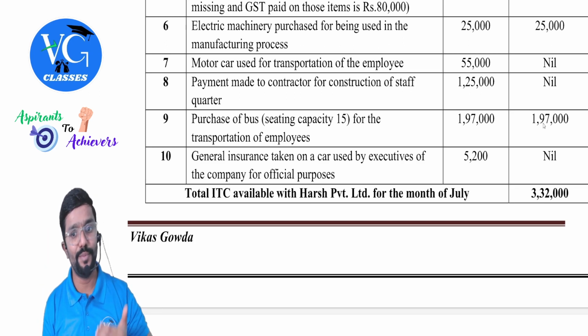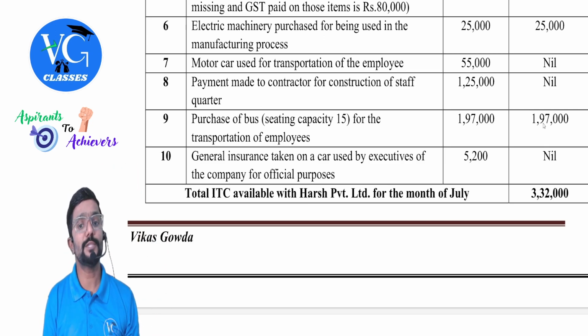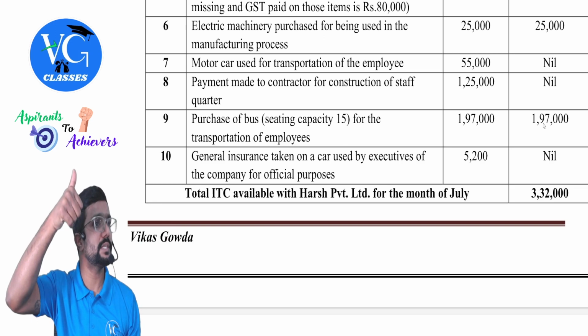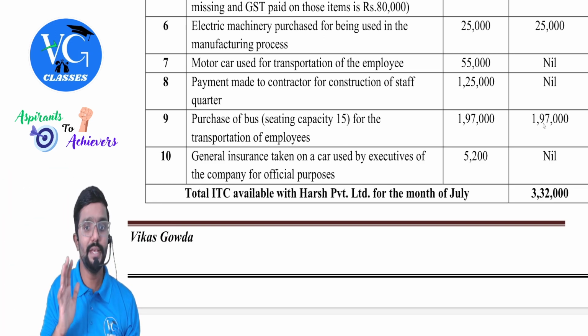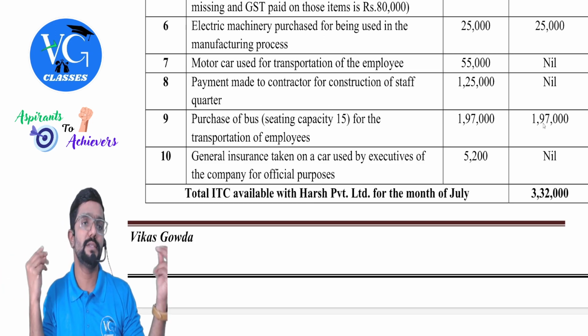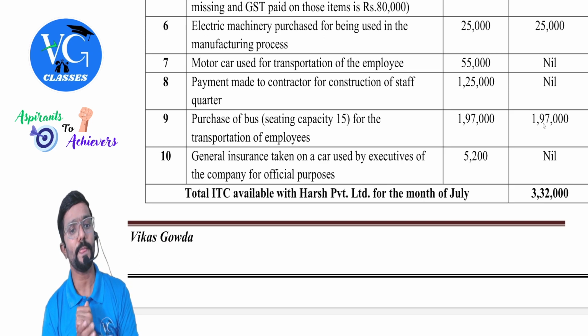Next, purchase of bus, seating capacity 15. More than 13. For the transportation of employees, credit allowed? Yes. Because only if it is not more than 13, credit will be blocked. And here they have told 15. Bus seating capacity is more than 13, credit is allowed, guys.